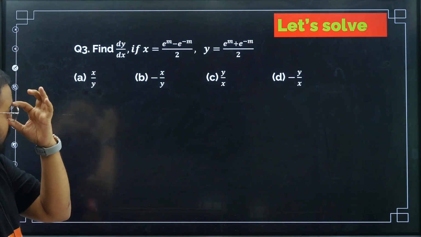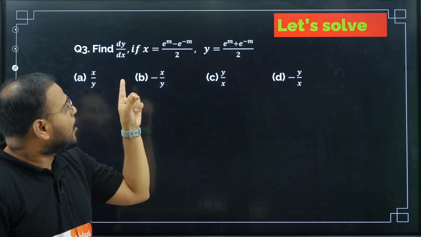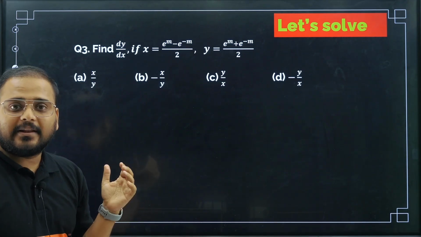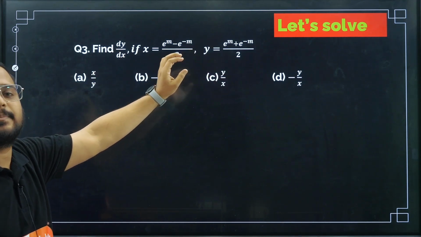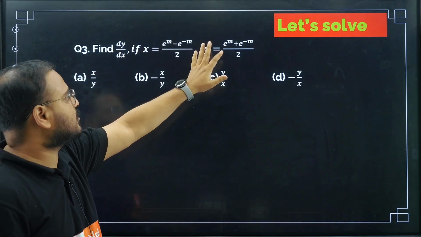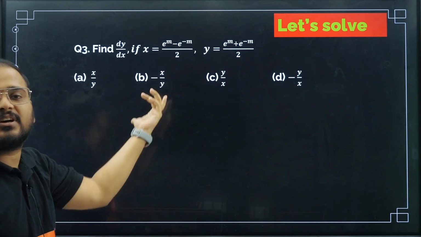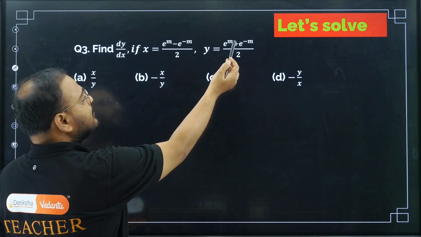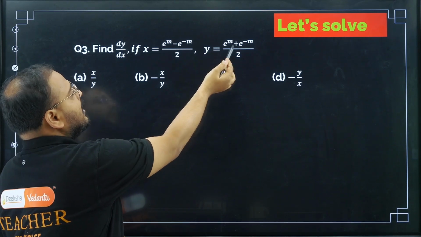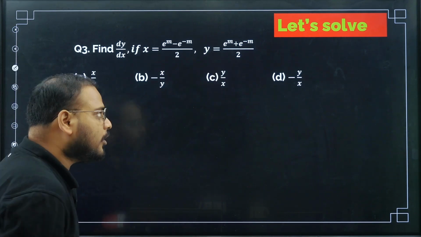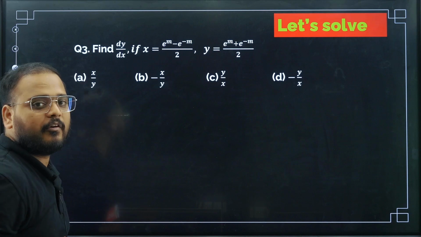Okay, now this problem, look at it. We have to differentiate one exponential function with respect to another exponential function. This is a different function, and this is a different function. There's a plus sign present here and a minus sign present here. I have to differentiate this with respect to this. How will I do it?